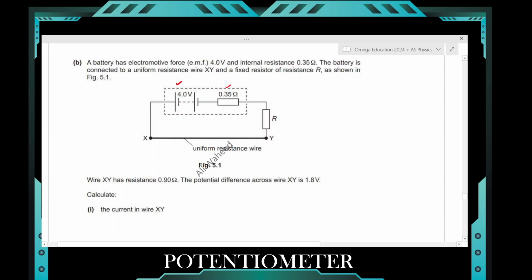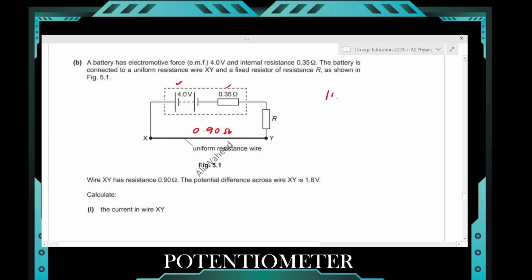0.35 is the internal resistance. The XY wire has the resistance 0.90 ohm. So the wire has the resistance 0.9 ohm, and we need to find the current through the wire. So current in the wire needs to be found out. You see, the wire is also treated as a resistor. So if you want me to draw a simpler circuit, I can draw it for you.